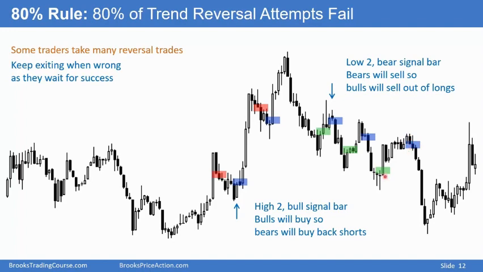The bulls who bought here, if they are still holding long, will get out below that wedge bear flag. And the bears who are flat will sell it. They'll bet on another lower high in a bear trend. They'll bet the reversal attempt will fail, and they'll see this as a wedge bear flag with a good-looking sell signal bar.